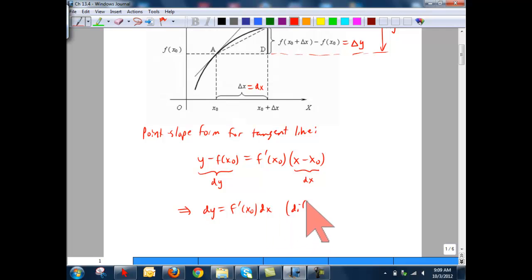This is called the differential. And it's similar to the derivative. If I took both sides and divided by dx, then I get dy over dx equals f prime. If dx went to 0 in the limit, I would get the derivative. So these are very much related concepts. But you can think about dy as being a small change in y, or an approximation of a small change in y, and dx is a small change in x. Okay, that was in one dimension.